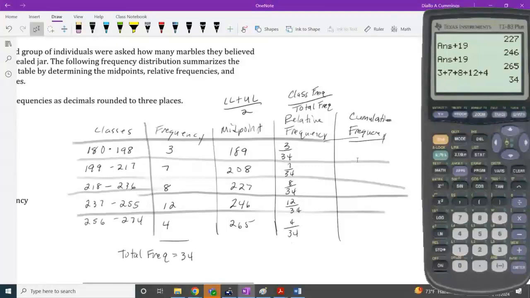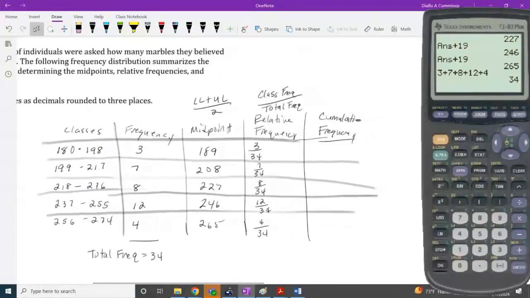And then the next column is the cumulative frequency. Remember that the cumulative frequency is the frequency of the class plus prior classes. So for this first class, since there are no classes prior to it, the cumulative frequency for the first class is 3.